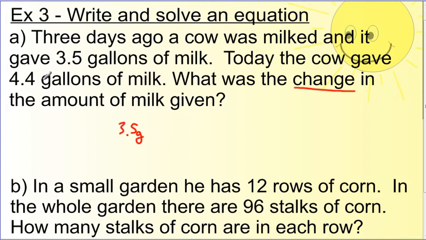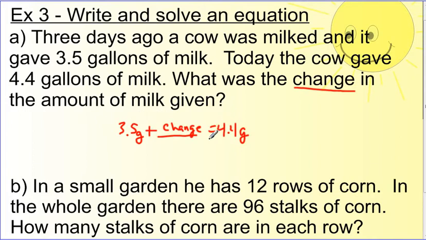Today, it gave 4.4. We want to know how much was in between. Well, there's 3.5 gallons plus however much the change was now equals 4.4 gallons. We want to know what this change was. So 3.5 plus something gave us the 4.4. What is this middle number, the difference from here to here?